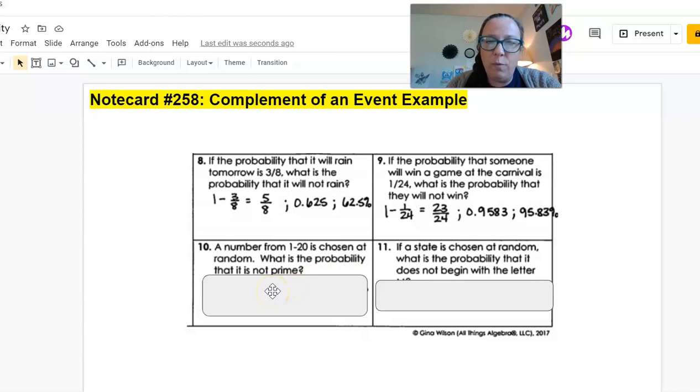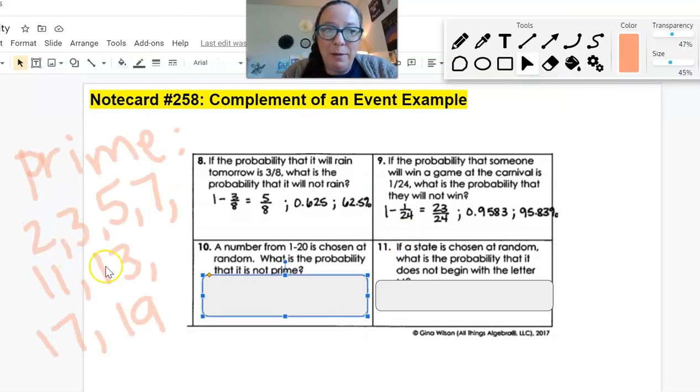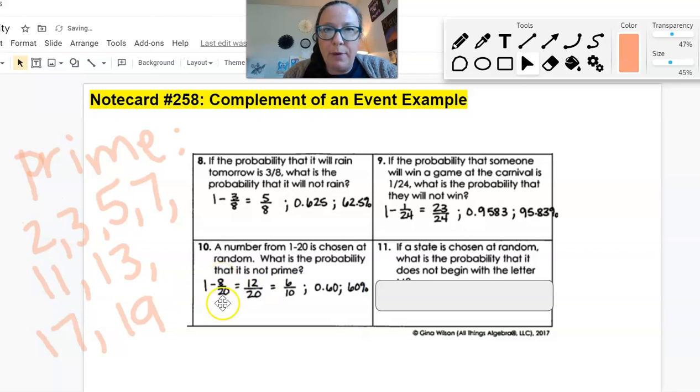All right, number 10. A number is chosen from 1 through 20 at random. What is the probability it's not prime? I paused myself and wrote down the prime numbers between 1 and 20. Remember, 1 is not prime. The first prime number is 2. There's 8 of them. So what we would have to do is just 1 minus the prime probability, so 8 out of 20, and you get 12 out of 20. Or you could just count all the numbers that aren't prime.